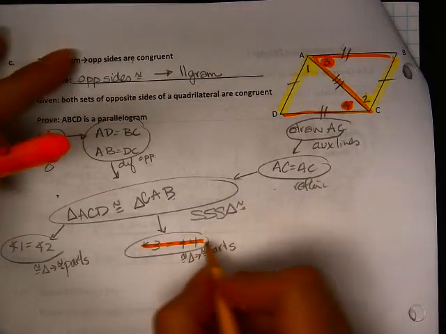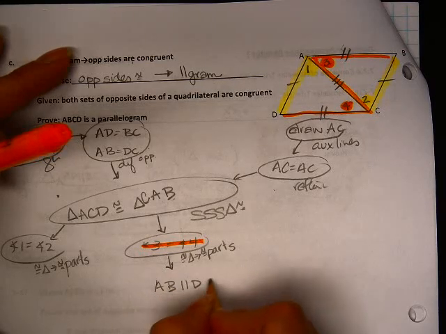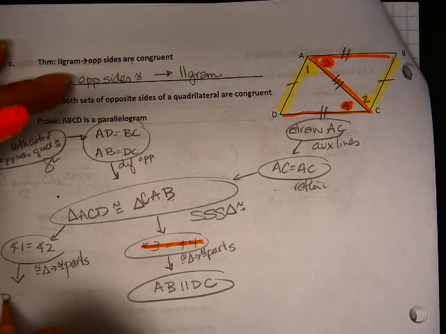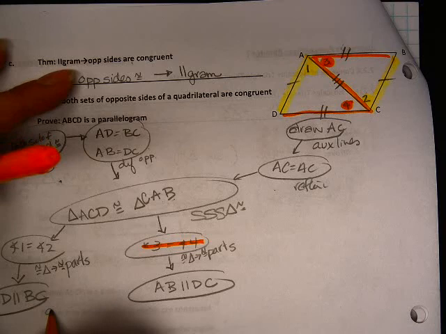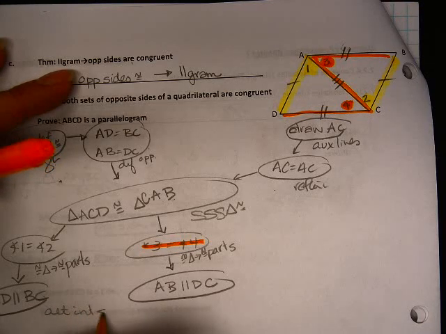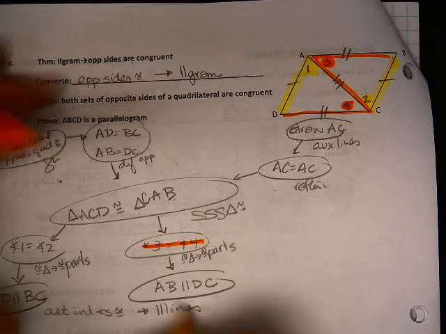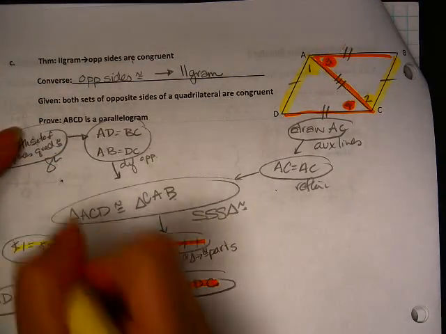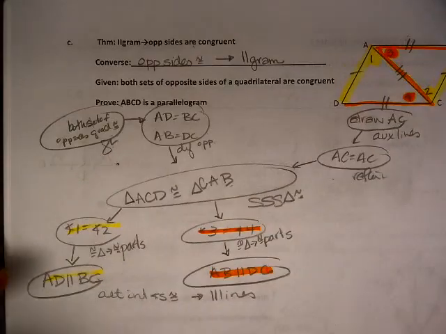So I will be able to say that AB is parallel to DC and AD is parallel to BC for exactly the same reason. Alternate interior angles that are congruent to each other give me parallel lines. So again, that one gave me that, and that one gave me that. So that should do it.